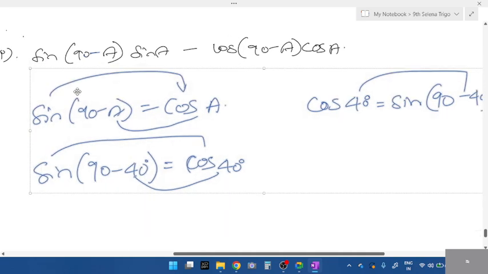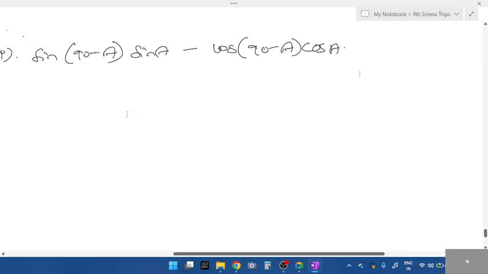Now first thing, whenever they give 90 minus, it becomes complicated for us to solve. So what we do, we will keep this sin A as it is. This value we will convert. What is the complementary of sine? Cos. What's the angle given? Cos A into sin A. Next.